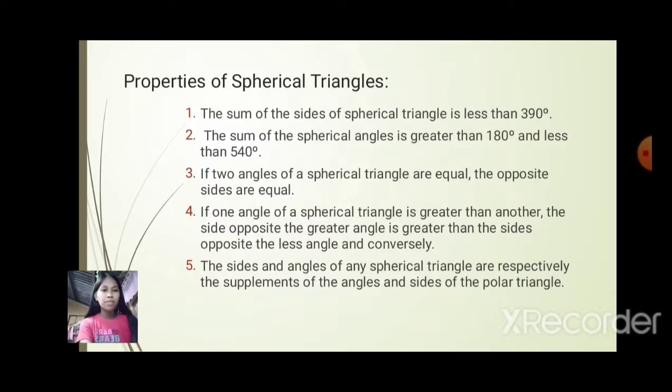Fourth of the properties is, if one angle of a spherical triangle is greater than another, the side opposite the greater angle is greater than the side opposite the lesser angle, and conversely. Fifth is, the sides and angles of a spherical triangle are respectively the supplements of the angles and sides of the polar triangle.